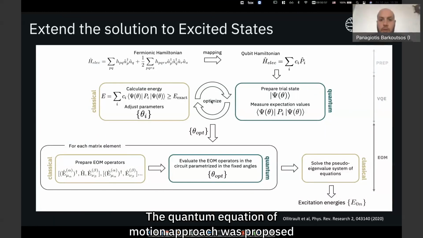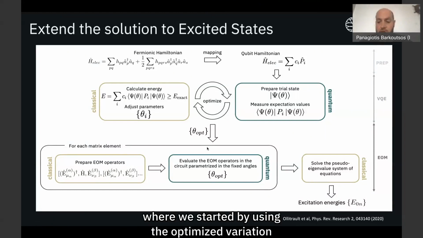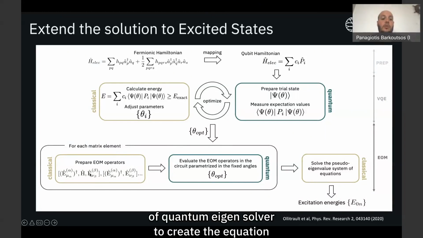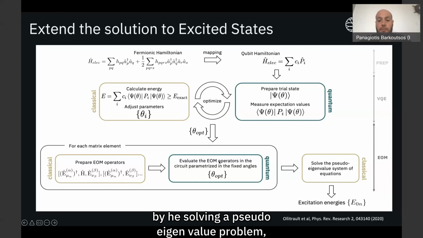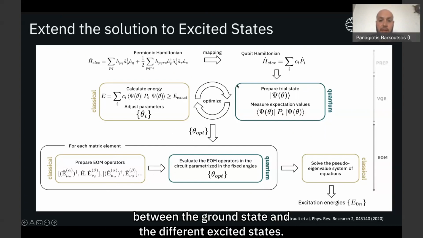The quantum equation of motion approach was proposed in the paper from Ollitrault in 2020, where we started by using the optimized variational parameters that came from the variational quantum eigensolver to create the equation of motion operators. And then eventually, by solving a pseudo eigenvalue problem, we are able to get the energy differences between the ground state and the different excited states.